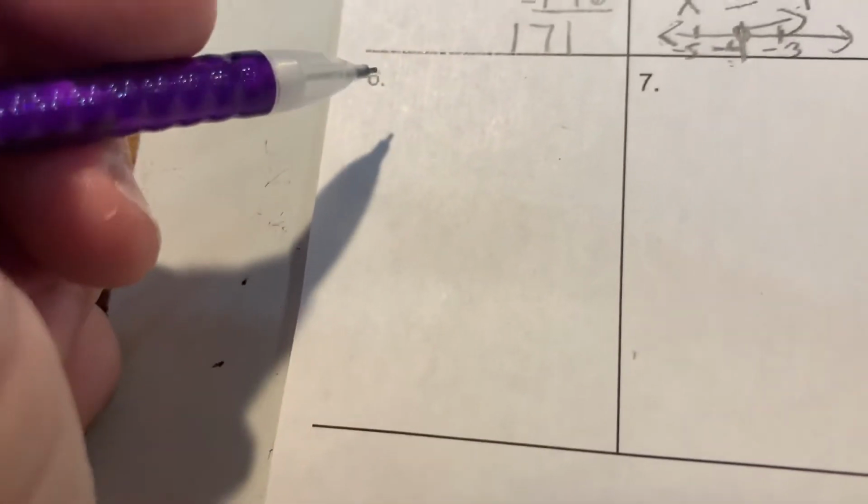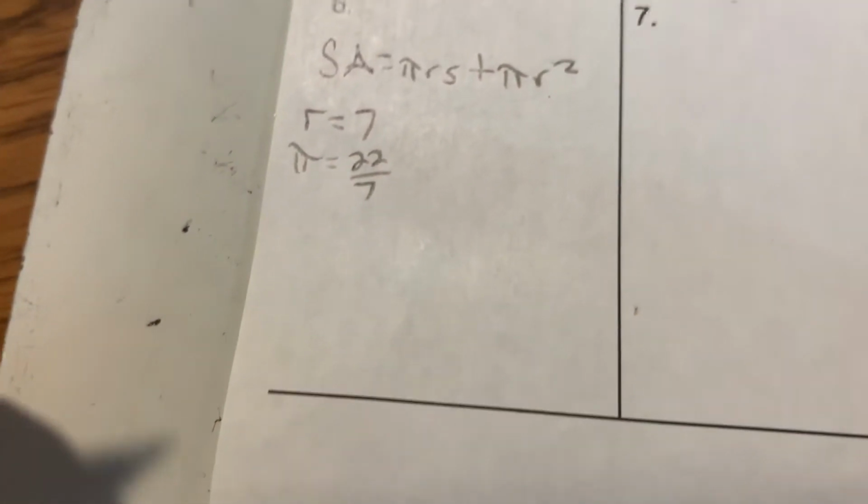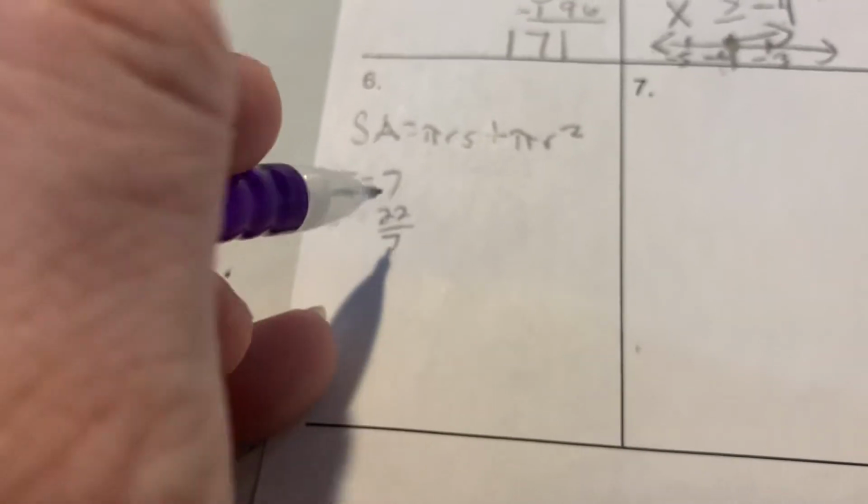That's the shortcut for multiplying. For finding the surface area of a cone, the surface area equals pi r s plus pi r squared. Your givens were, of course, that the radius is 7, so you're going to use 22/7 for pi. That's going to be nice so you can cancel it out. It makes the math a lot easier.